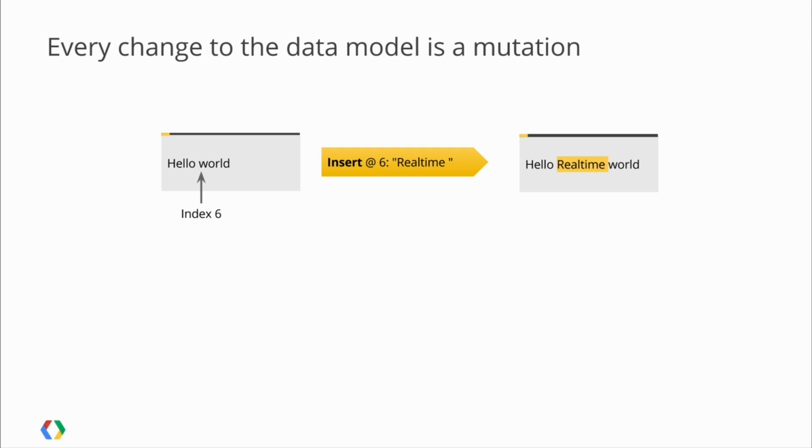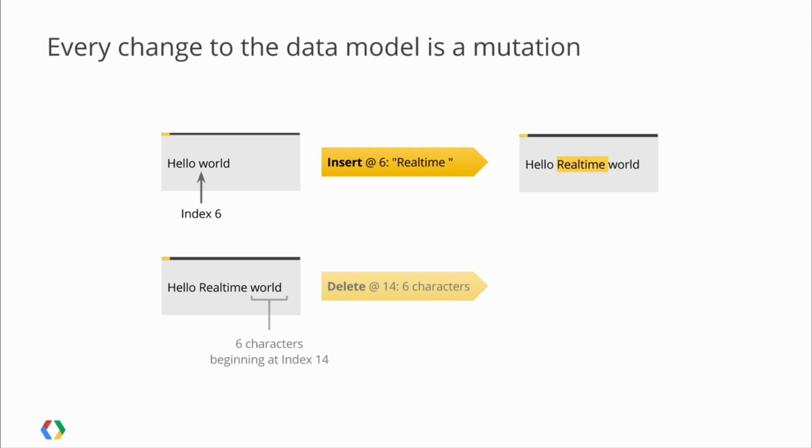Then the user might decide, OK, I want to actually delete something. Maybe I want to delete the word world. So again, starting with hello real time world, the user goes and selects world and backspaces or whatever. And we generate a delete mutation that says to delete, starting in index 14, which is where the word world begins, these 6 characters. And of course, once that's applied, we erase that word world, and you end up with hello real time.